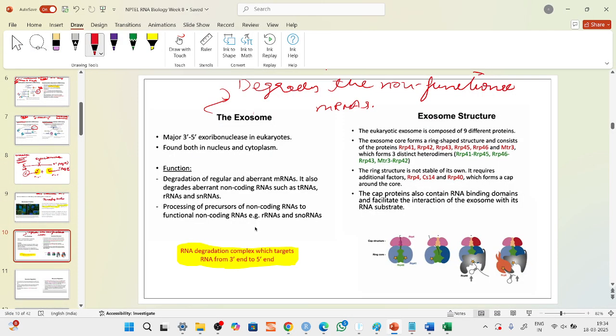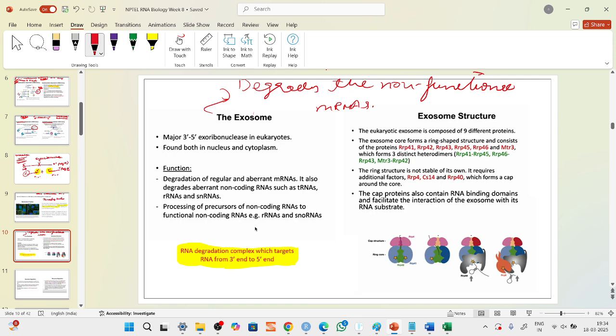And the ring structure is not stable. It requires some additional factors. It forms a cap, and this cap contains some RNA binding domains and facilitates the interaction of the exosome with its RNA substrate. So this exosome has actually to go and bind to the RNA substrate. So this cap actually helps in the binding of the exosome with the RNA.